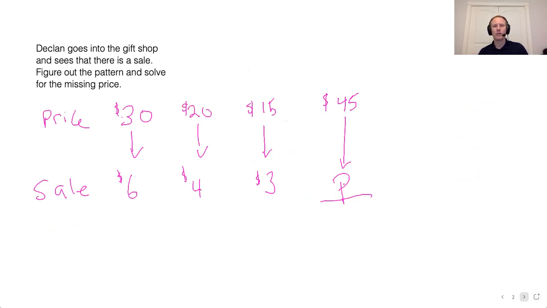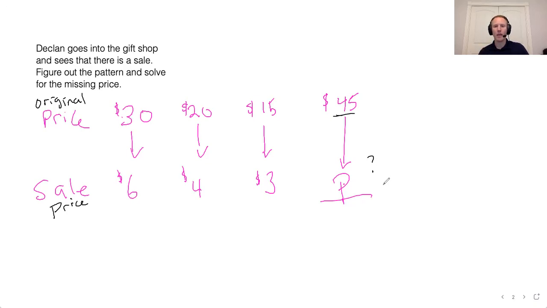It says Declan goes into the gift shop and sees that there's a sale. Figure out the pattern and solve for the missing price. So there's these things that something costs $30 originally. This is like the original price. This is the sale price. So if something cost $30 originally, now it's on this huge sale for only $6. Or if something cost $20 originally, it's on sale for $4. If something costs $15, now it's on sale for $3. And if something costs $45, we don't know yet. We're trying to figure that out. P is the variable there.